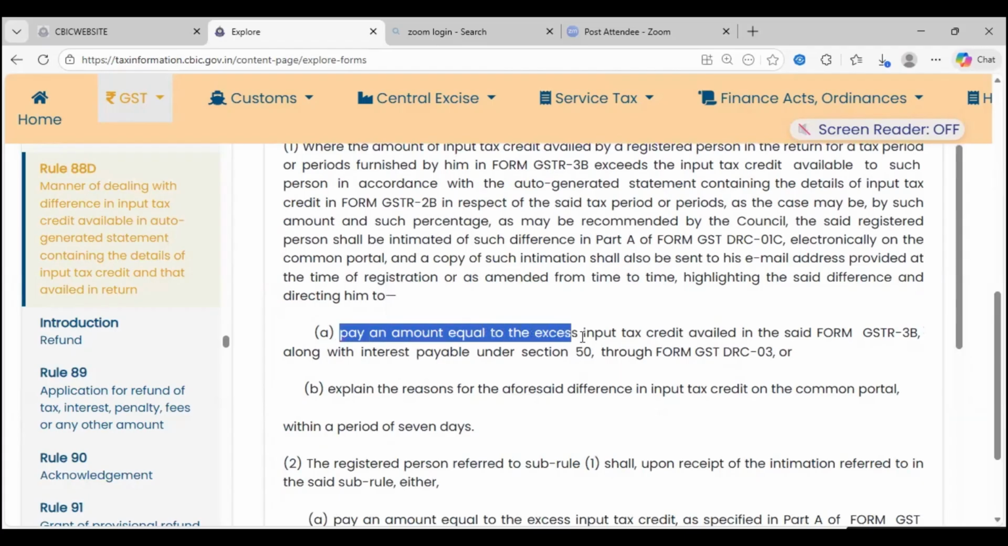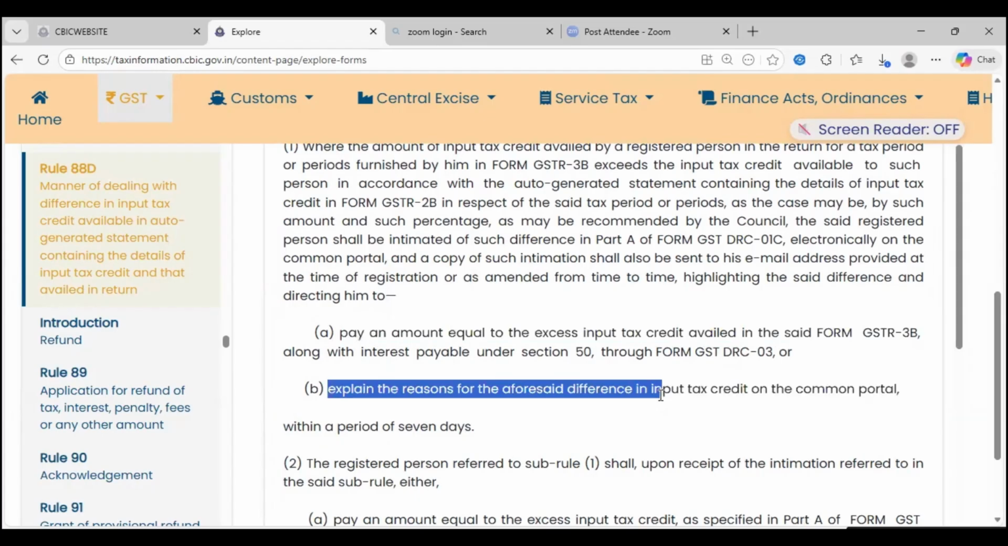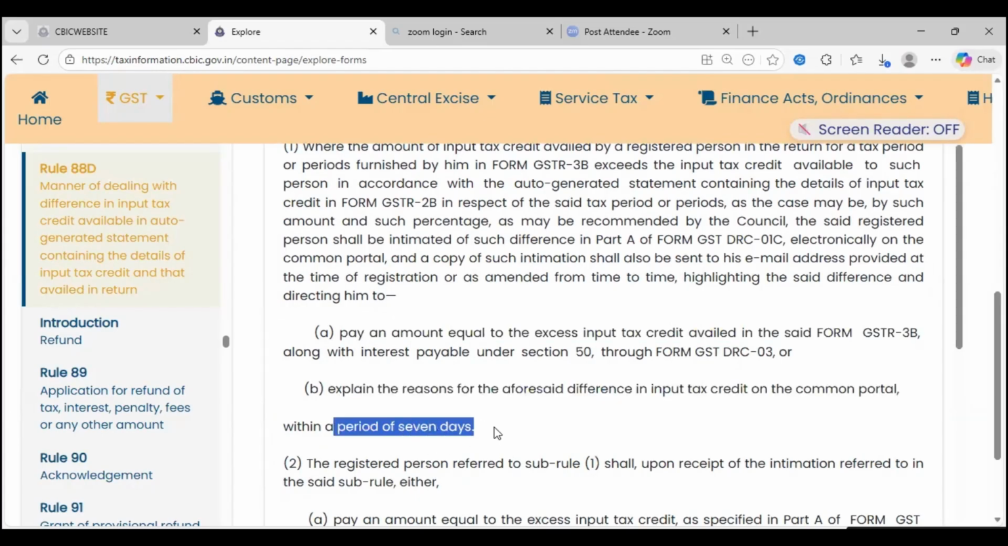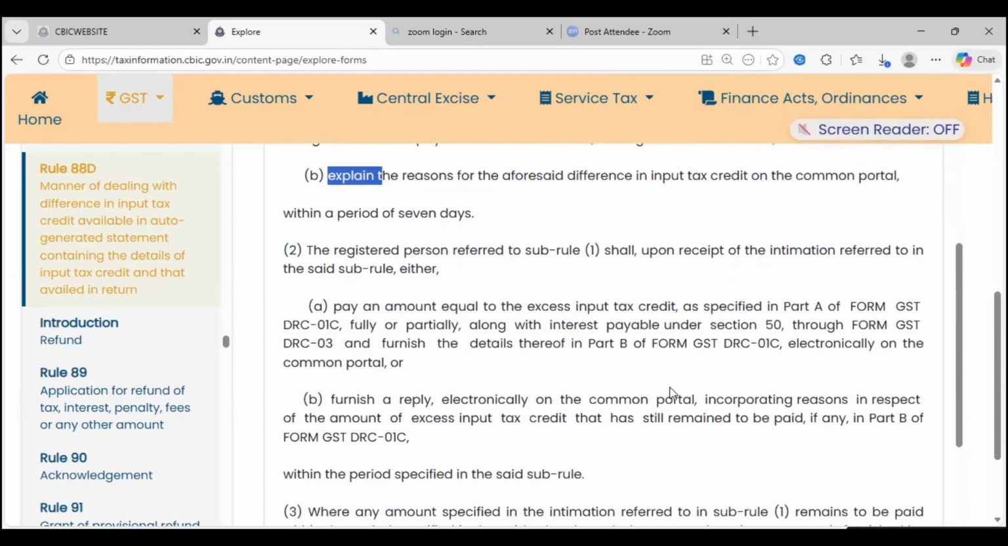Pay an amount equal to the excess input tax credit availed, or explain the reasons for that within a period of 7 days. Please keep in mind, they have given 7 days as a principle of natural justice. Straight away, they're not requiring money from you. So they're asking either you pay or give an explanation.